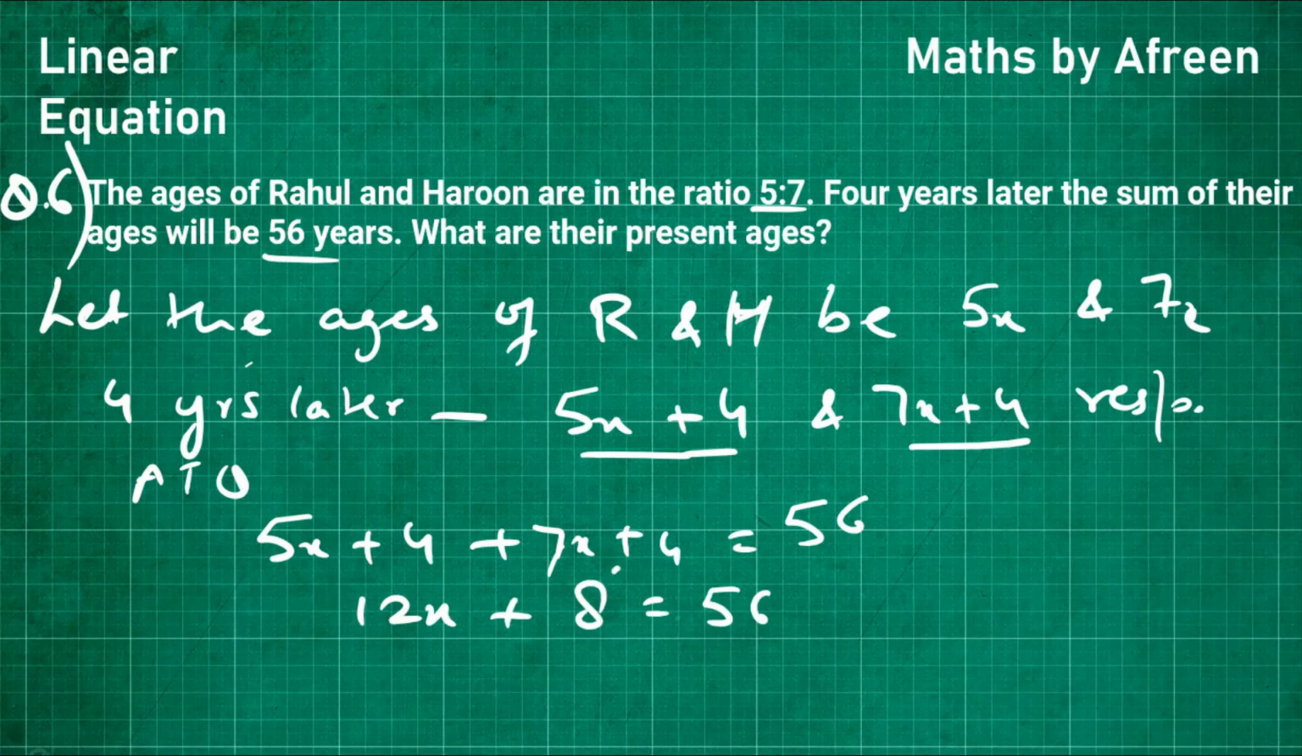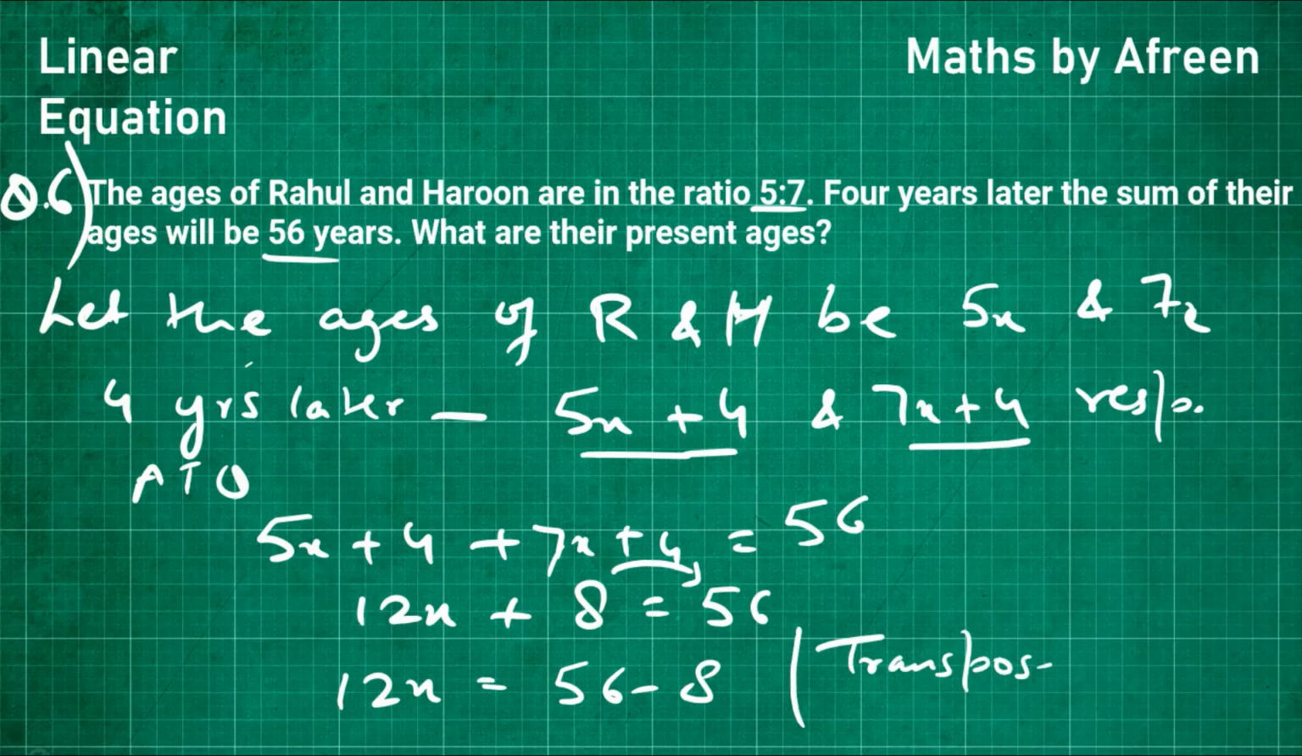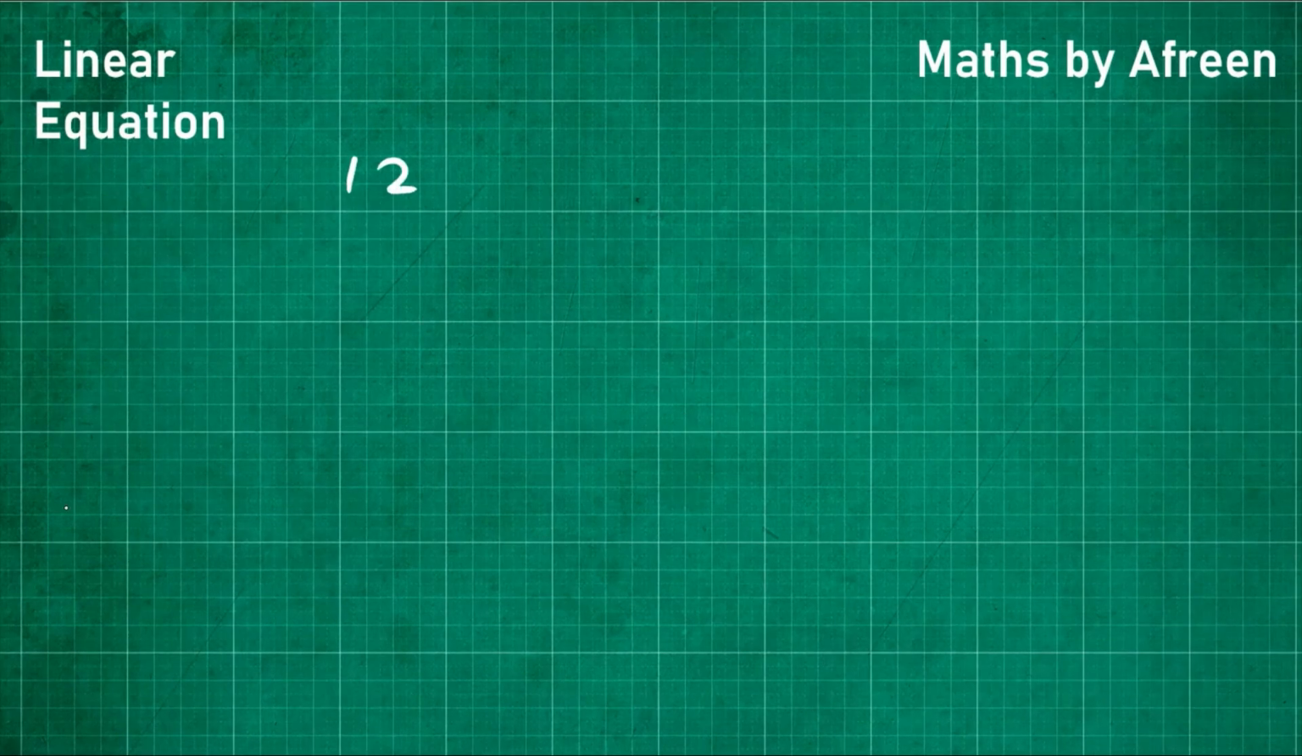Now transpose this 8 from the left hand side to the right hand side. It will be 12x equals 56 minus 8. What did I do? I transposed 8 from the left hand side to the right hand side. Now subtract 8 from 56. What will you get? 12x equals 48.